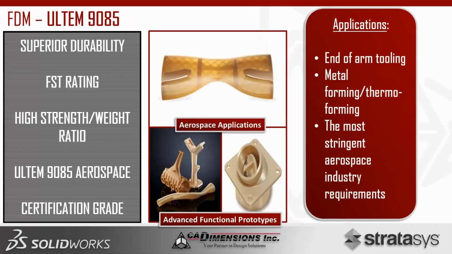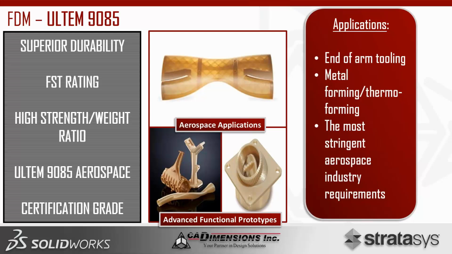So the first one we start with is 9085. A couple things about 9085. It has a flame, smoke, and toxicity rating, FST for short, which basically means if this material is in an environment that's so hot the material starts to melt and give off smoke, that smoke is not toxic to humans at all, which makes it great for aerospace when you don't have access to open air. Also has a very high strength-to-weight ratio, going again to the aerospace applications.